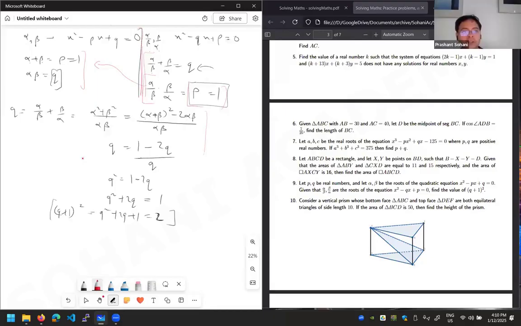So this on the right-hand side, alpha upon beta. The product of the roots is the constant term, right? P, and these are reciprocals, right? So they are just cancelling. Alpha, alpha, beta, beta is cancelling.